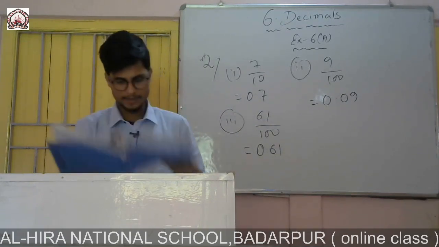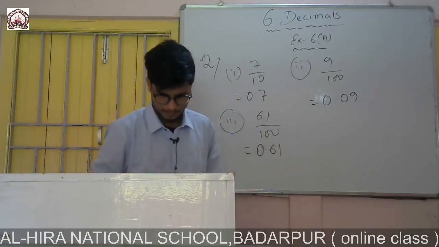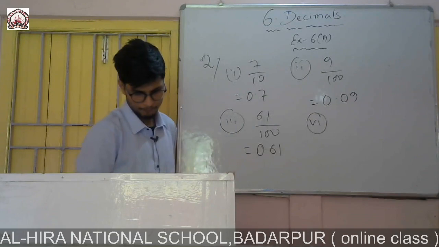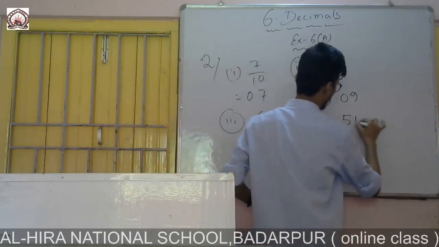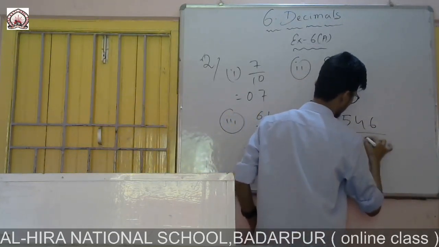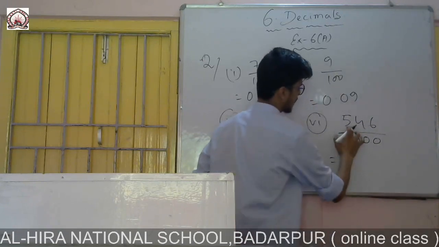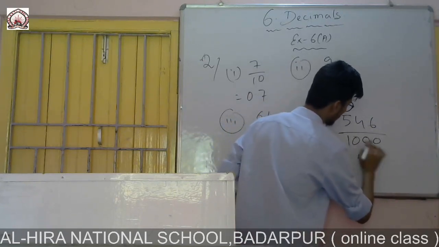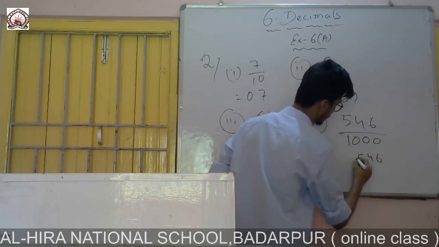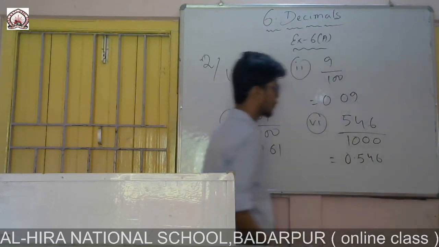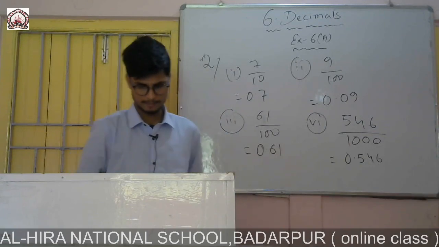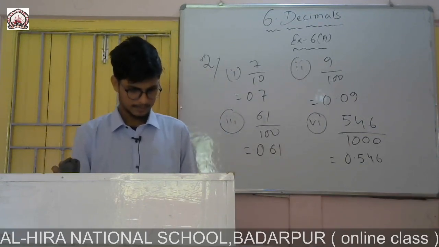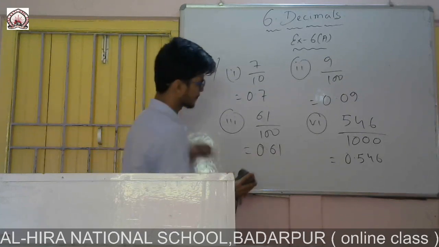Okay, let me do Roman number 6. It is 546 by 1000. How many zeros are there? 3 zeros. So first of all, in place of the zeros I will put these digits, and in place of the 1 I will put the point. So 0.546. Okay, now let me do the next one. All are the same.